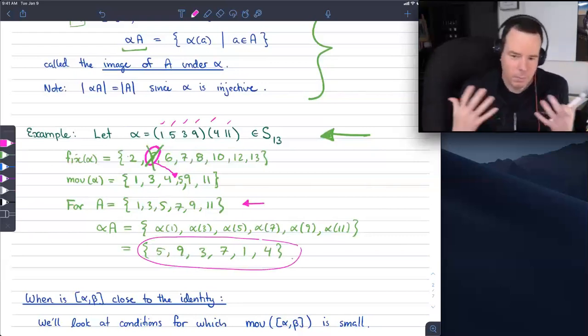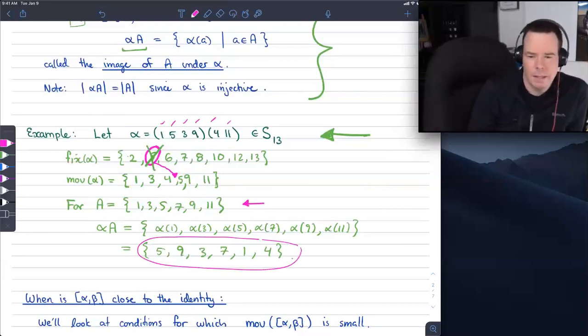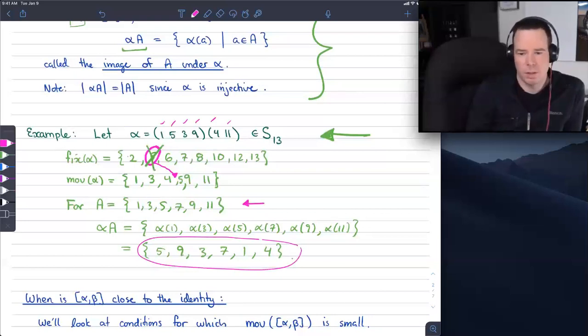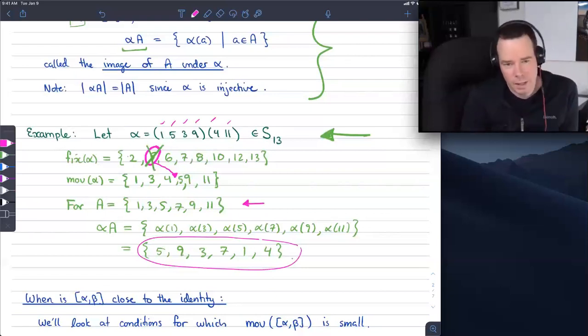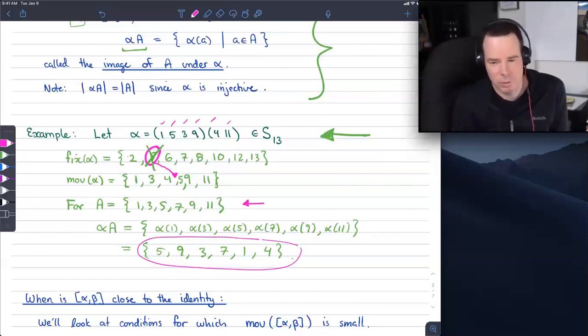The way we're going to use this is we're going to think of things as follows. Suppose I got a puzzle, and suppose I do a move sequence on it called alpha. Then what does that move sequence do to the pieces in positions 1, 3, 5, 7, 9, and 11? Where do those pieces get moved to? Those pieces got moved to 5, 9, 3, 7, 1, and 4. So that's how we're going to use it: given a move sequence, alpha of A is just where all those pieces that are sitting in locations of A get moved to.